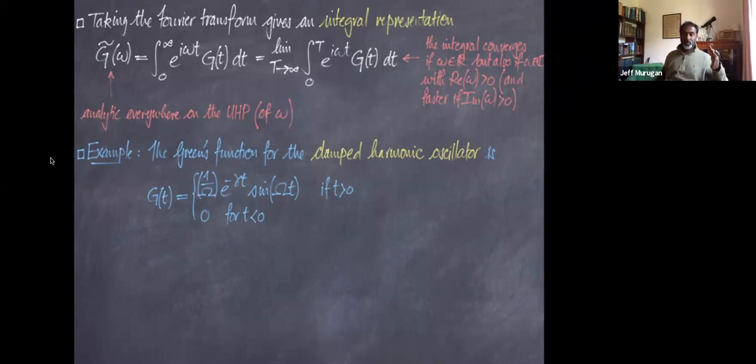Before time t equals 0, I haven't done anything to the system, so the response of the system is nothing, so 0. After t equals 0, I give the system a kick and I watch what happens. And because this is a damped harmonic oscillator, the kick drives some oscillations. But unlike the standard oscillator, those oscillations are modulated. So it damps out.